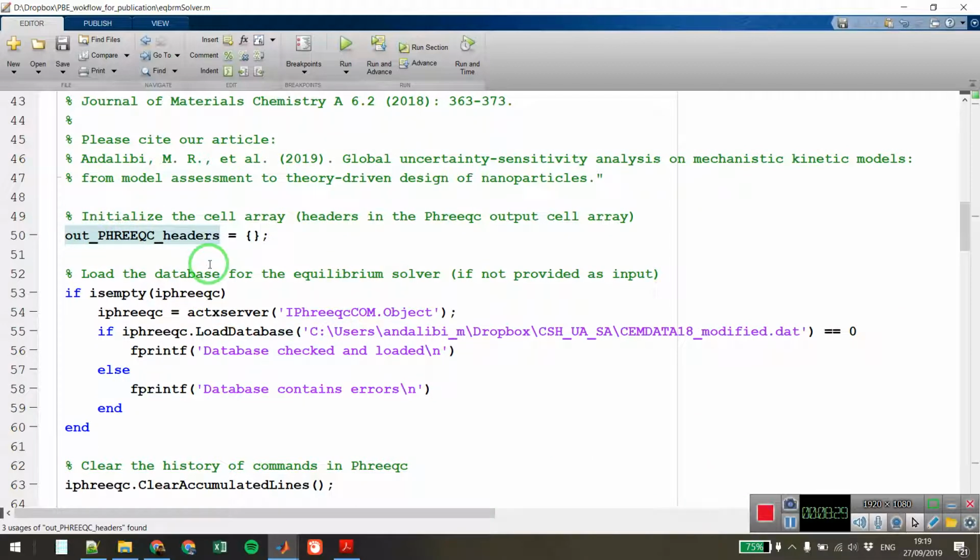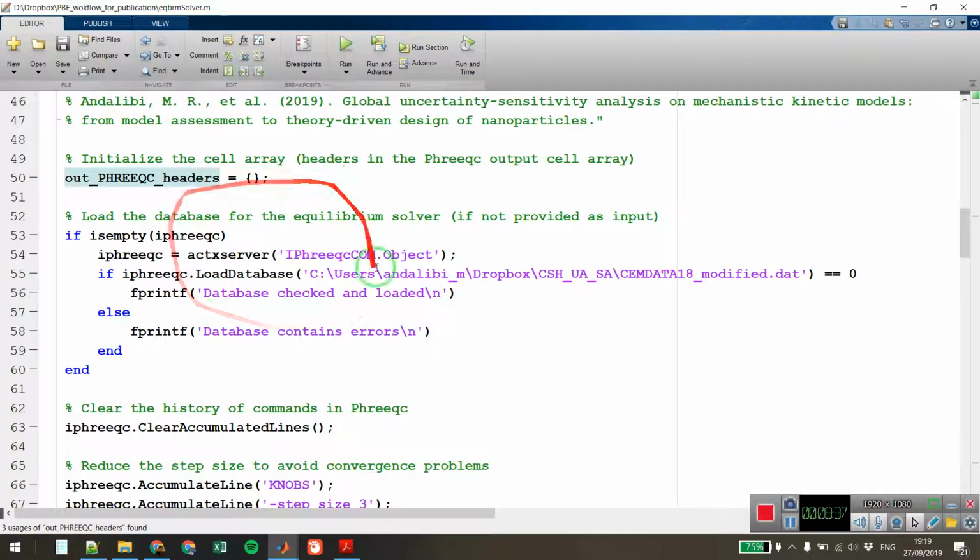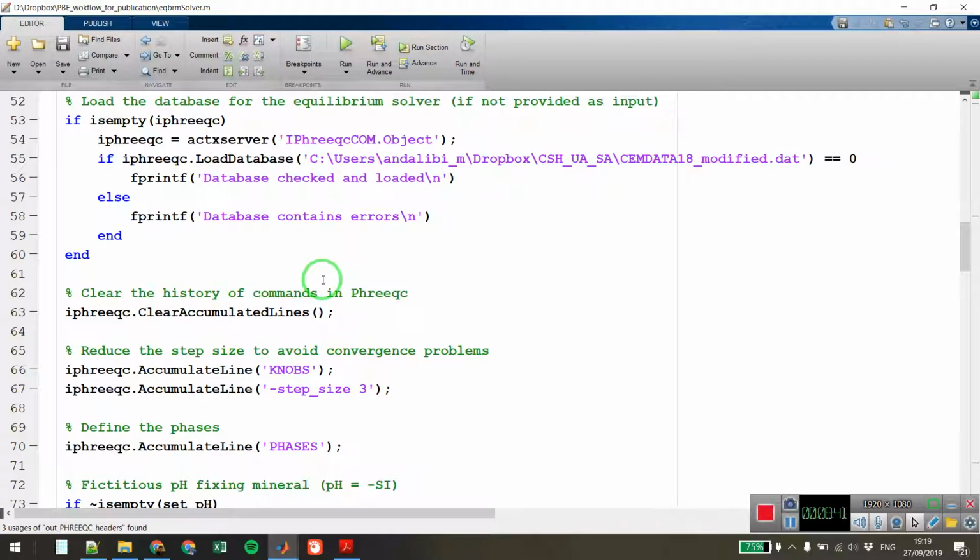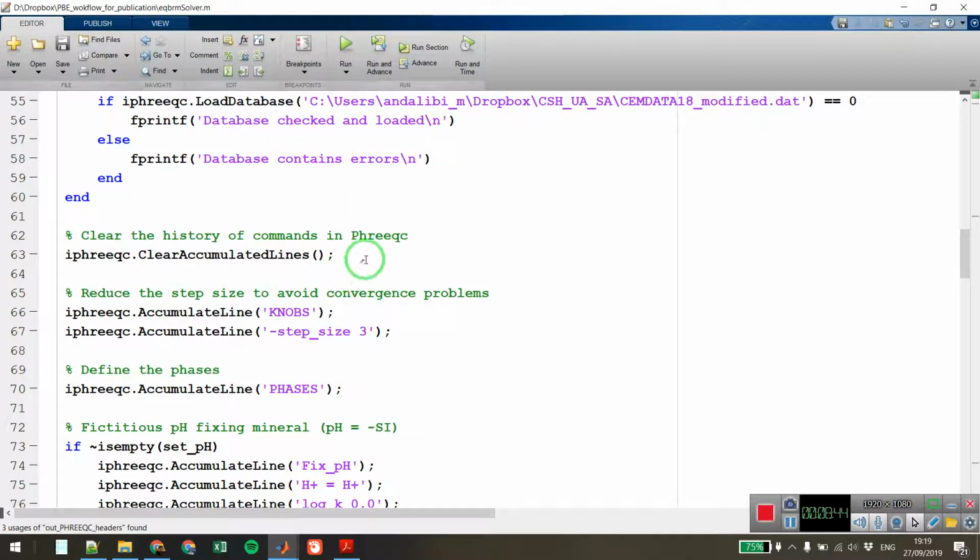So we start with initializing the output of PHREEQC, the headers for the outputs of PHREEQC. Then we have to load the iPHREEQC COM object if it is not already provided to the program, or function, better to say. Then we have to start accumulating lines. Basically this iPHREEQC has this command, clear accumulated lines, which clears up all the lines written so far, if any. This is important to make sure that the calculations are not interfered by previous calculations.